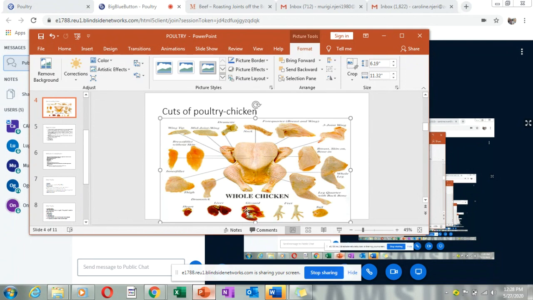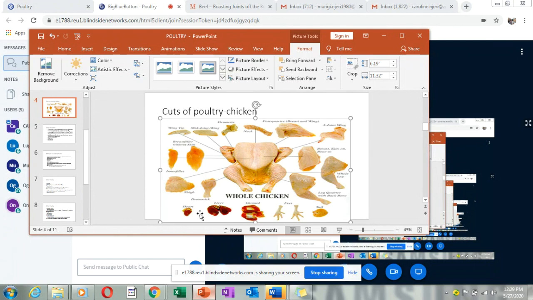Then the gizzard. Do you know the gizzard? It is where the chicken stores most of the food, where the digestion generally takes place. So that's the gizzard, and then we have the liver. You know the work of the liver, even in a human being. It helps in the excretion of toxins from the body.